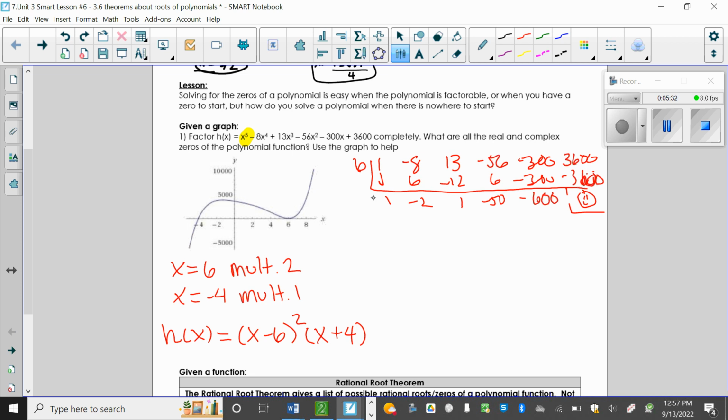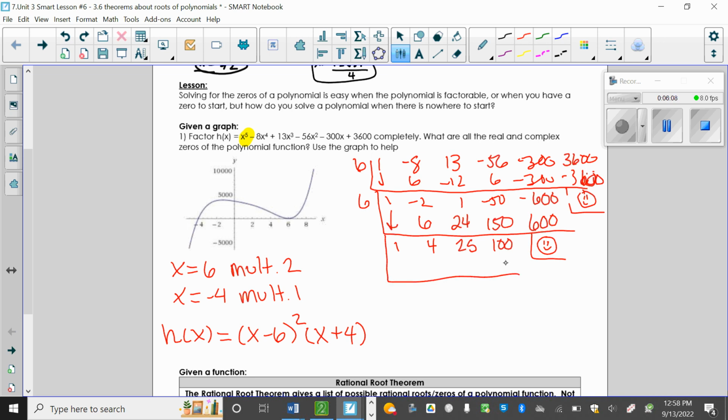Now I can divide again by 6 since the multiplicity of this root is 2. Drop that first number down, multiply, add, multiply, add, multiply, add, multiply, add, and again we got remainder of 0, which we knew we should have gotten since x minus 6 was a factor twice. Now I've used up that multiplicity of 2, so I have to move on to my other root, x equals -4, my other factor, x plus 4.